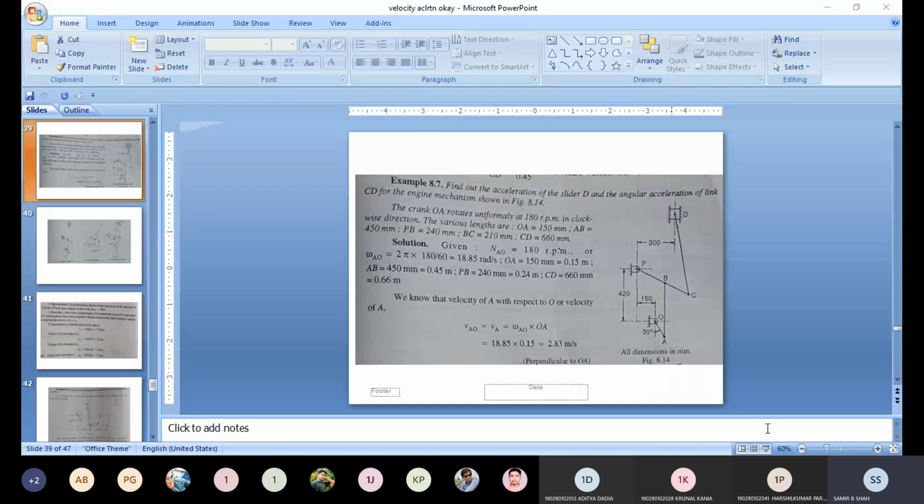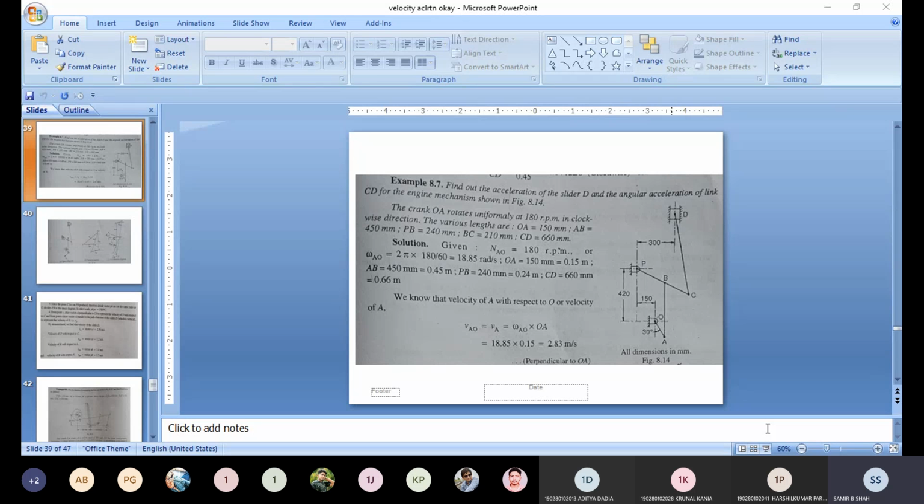Same way, the radial part of AO is 53.3 meter per second square. As we have the equation V square AB by AB or V square AO by AO, or we can use the equation for AO, that is omega square AO into AO.